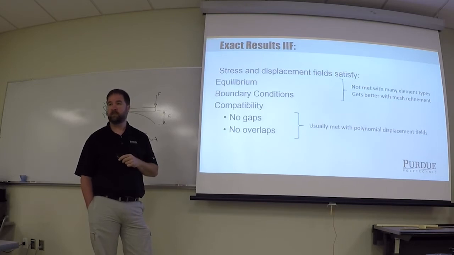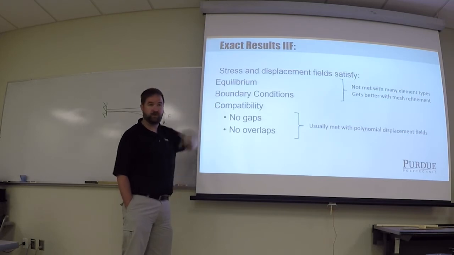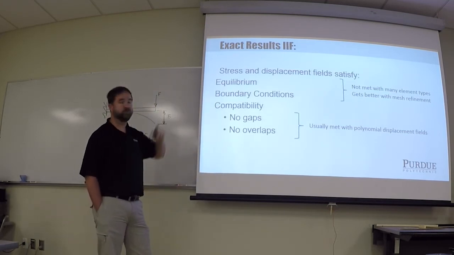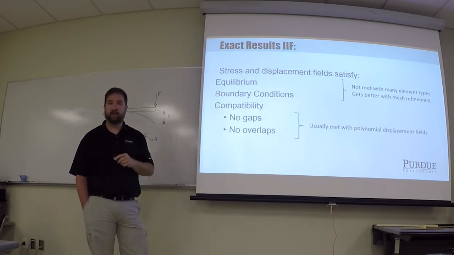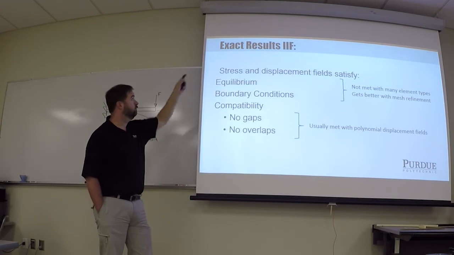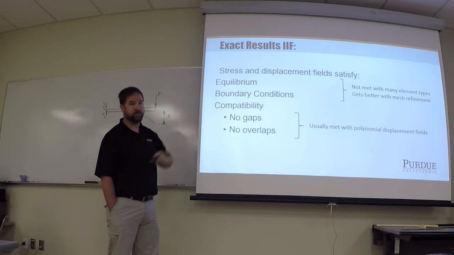What does that mean? What's equilibrium mean? You guys have all had statics. What did equilibrium mean? Everything's equal. Everything sums up to 0, right? So, if our stress and displacement fields sum up to equal 0, then our results will be exact. If our boundary conditions sum up to equal 0, then we will get exact results, and if our elements are compatible.